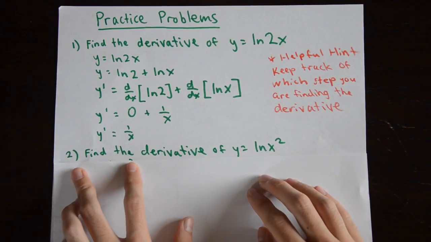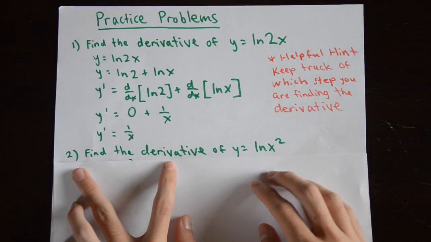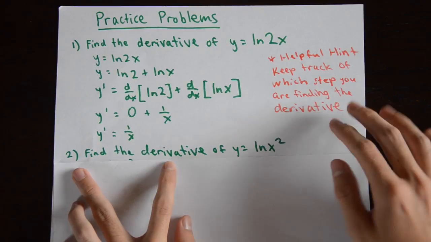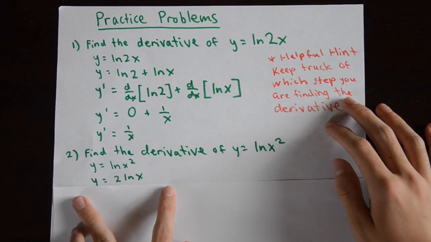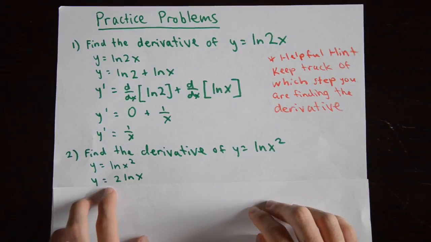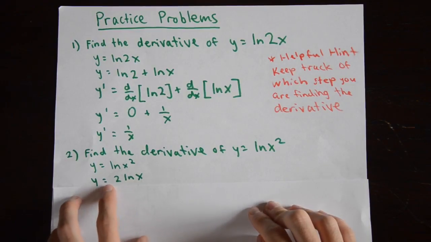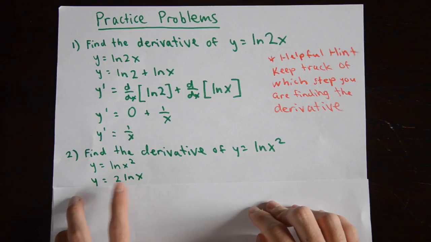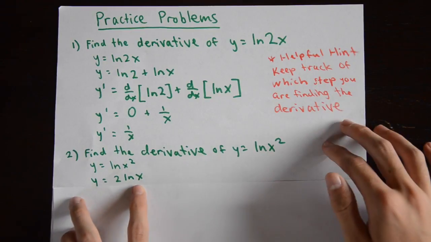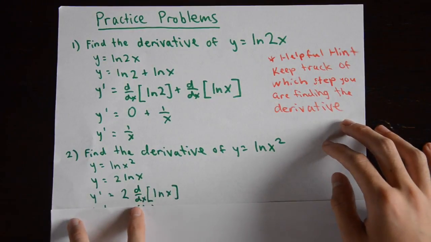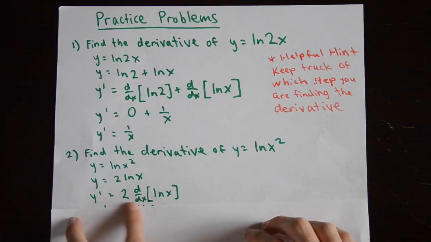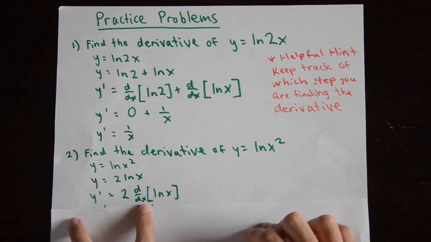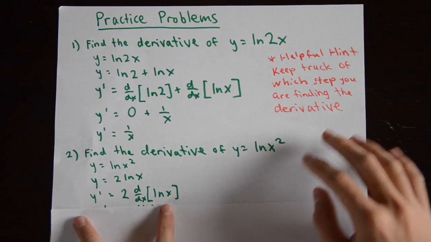Another problem we have is find the derivative of y equals the natural log of x squared. So we're going to use the logarithm law again, and we're going to bring the exponent down to the front, so we get y equals 2 times the natural log of x. Then we're going to find the derivative of everything, so it'll be y prime equals 2 times the derivative of the natural log of x.